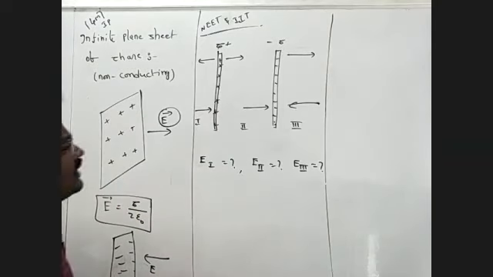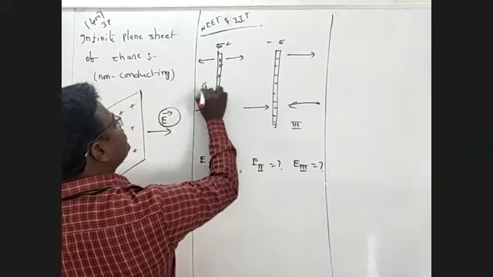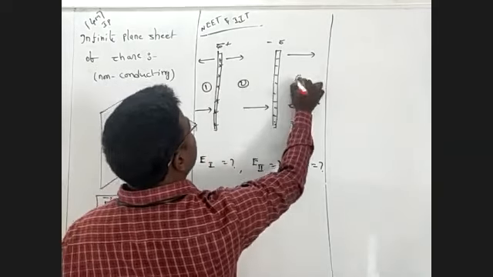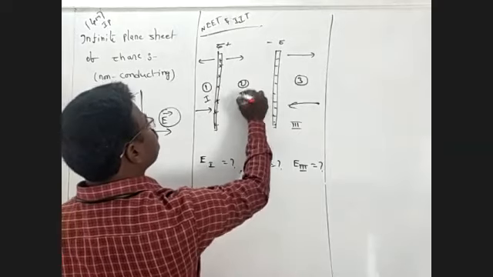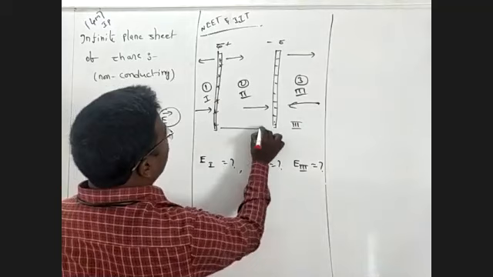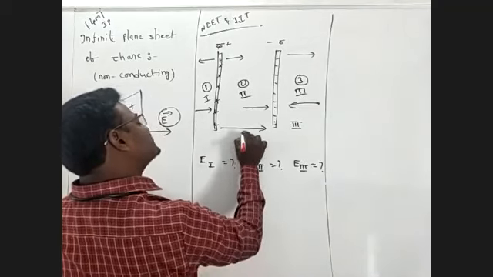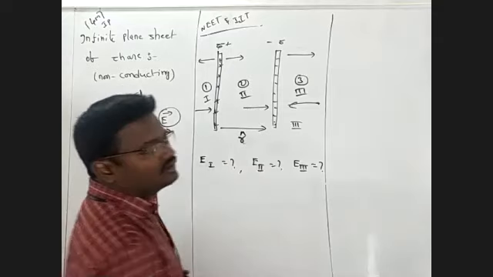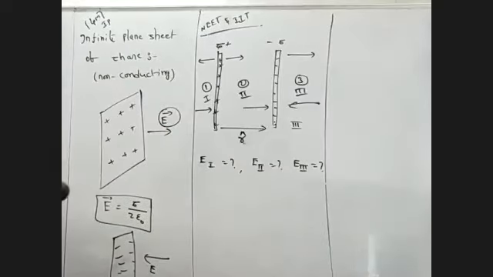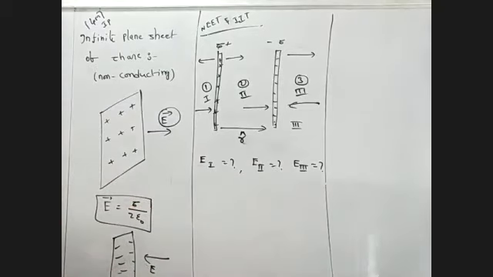Here we have region number 1, region number 2, and region number 3. The direction of electric field is always from positive to negative. We take R cap as a unit vector. It indicates the direction from the positive plate to the negative plate.